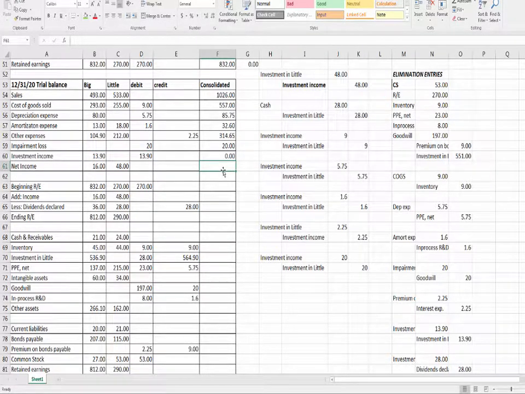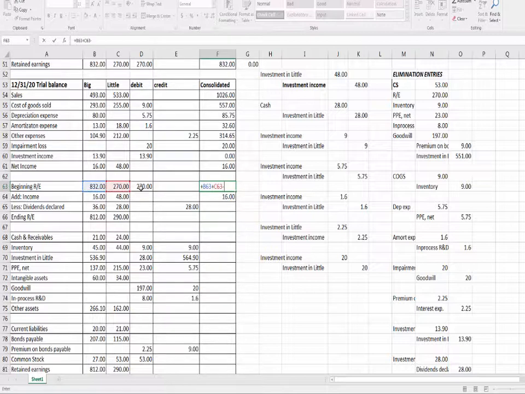When I get to my net income, I work my way down the column. So, sales minus cost of goods sold minus depreciation minus amortization minus other minus impairment loss equals income, which I then transfer down to the statement of retained earnings. Now I can go ahead and go through my statement of retained earnings.